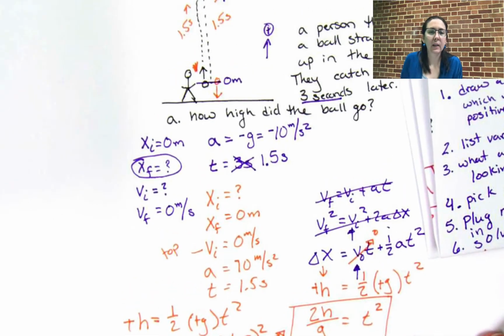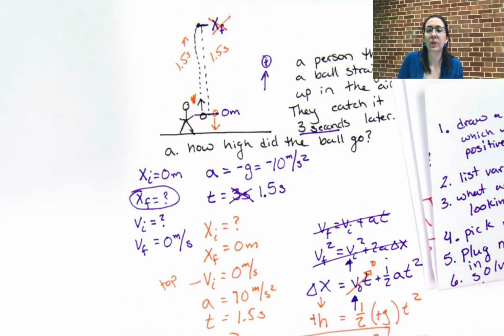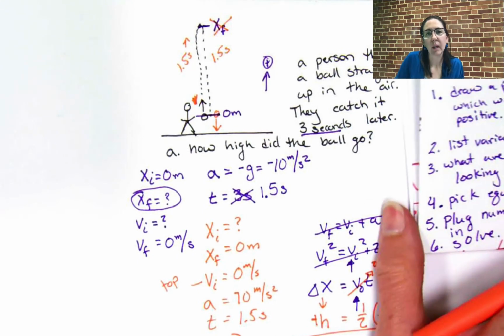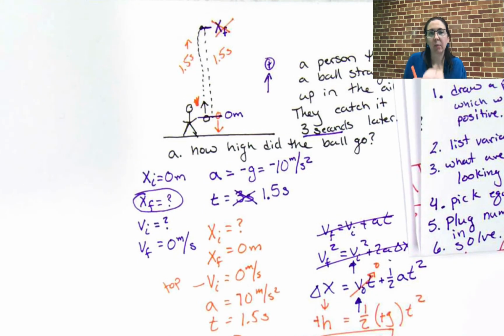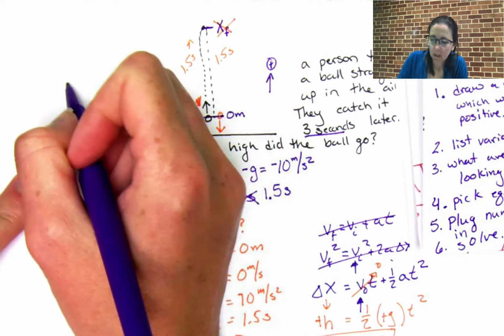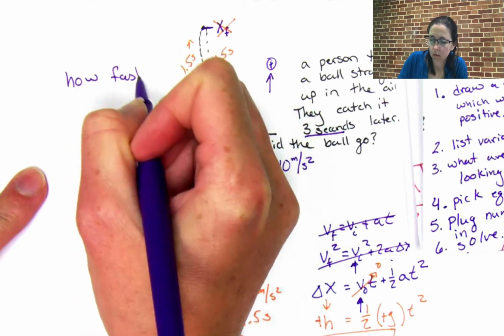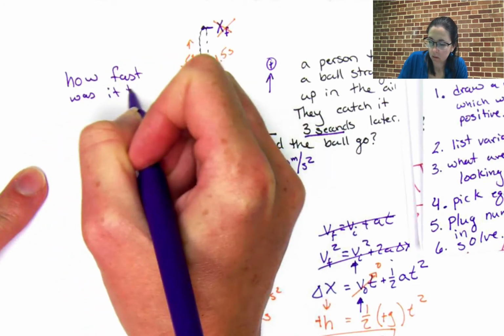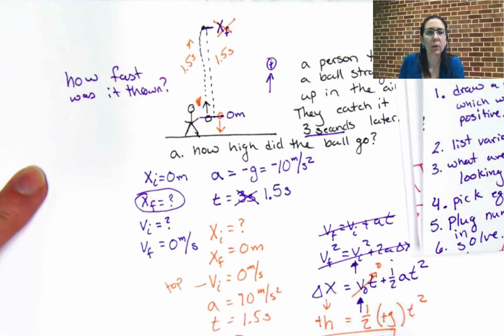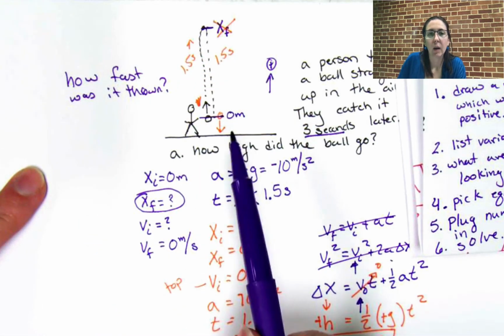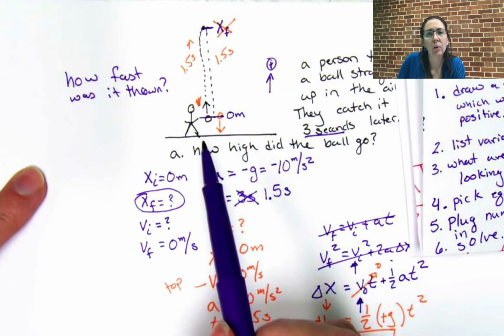So the big takeaway of this is if you get to a place where you're stuck, look at the problem again. You can think of this as a first half problem, up, a second half problem, down, or a total problem, up and down. And so if the question, instead of how high did the ball go, was how fast was it thrown, you can look at that by doing up, down, or the whole time up and down.